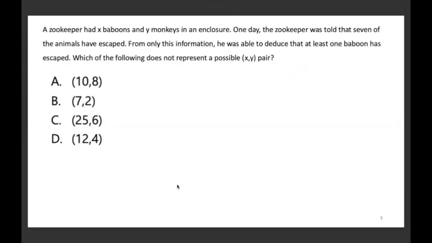A zookeeper has X baboons and Y monkeys in an enclosure. One day, the zookeeper was told that seven of the animals have escaped. From only this information, he was able to deduce that at least one baboon has escaped. Which of the following does not represent a possible XY pair? X is baboon and Y is monkeys. We know 7 animals escaped. And out of that, the zookeeper said one baboon has escaped. Minimum. At least one means one or more. But at least one baboon has escaped.